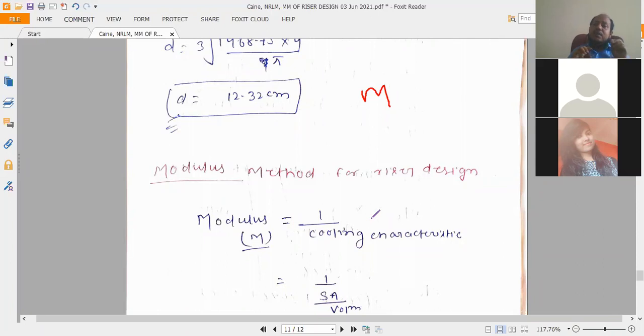Then the simple answer is the Caine's method. If the modulus is given, which method is applied? The modulus method. The reciprocal of the cooling characteristics is defined as the modulus.